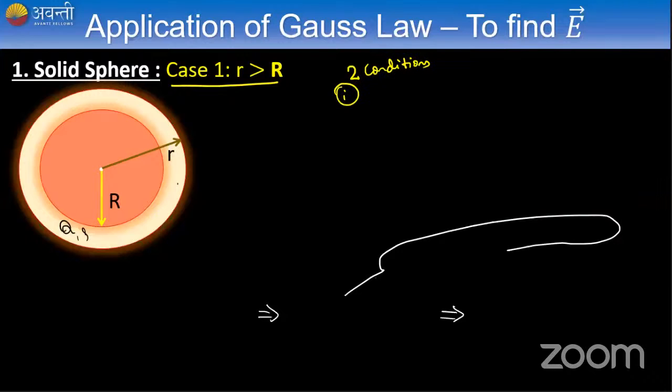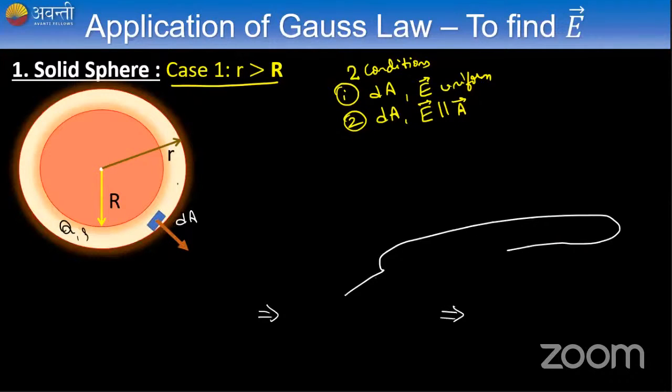So the first condition is we have to consider dA in such a way that my electric field is always uniform. Then the second condition is my dA should be such that my electric field is either parallel or anti-parallel to the area vector. Okay, these two are the conditions.